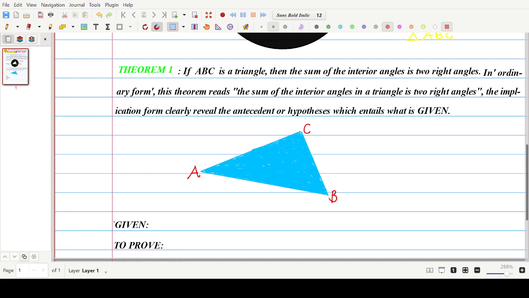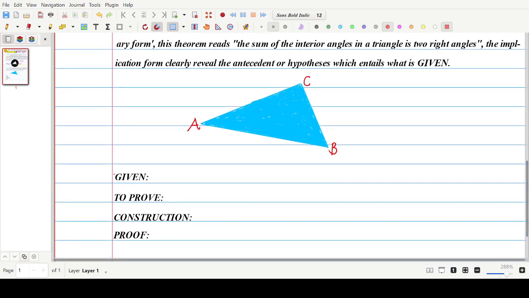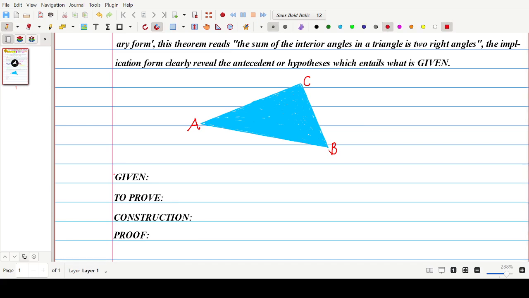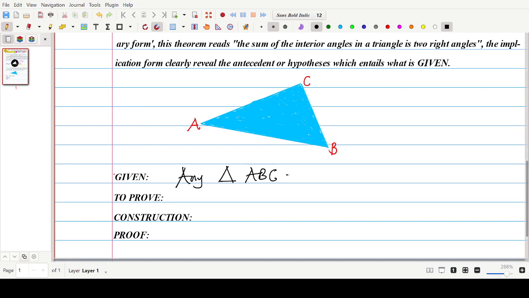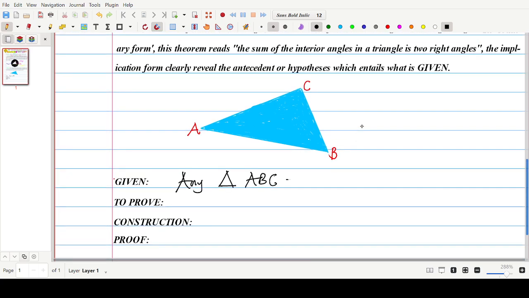Now, in this case, we are given that triangle ABC is a triangle. That's what is given to us. So we report it in the given row. So over here, we say, let me use a black, we can say any triangle ABC. All right. By the use of the word any, we mean the triangle ABC in this diagram is a representative triangle.